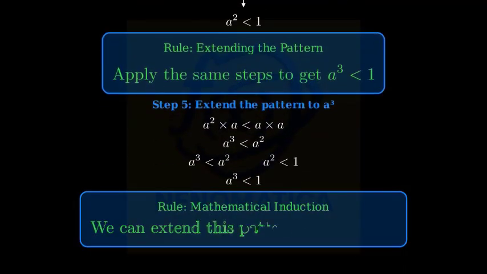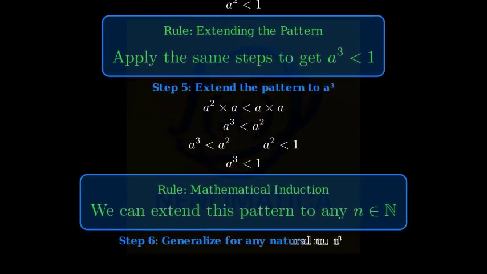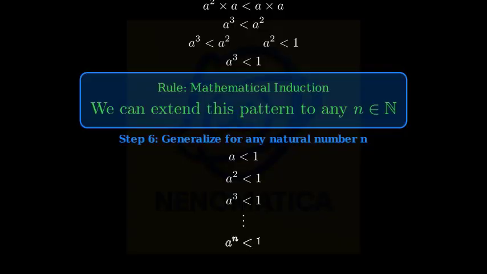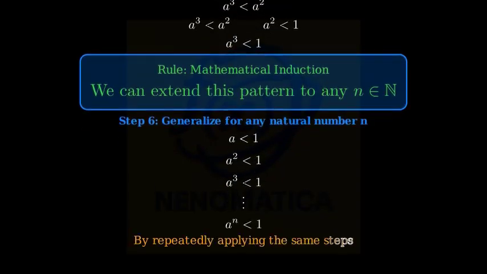Step 6. We can continue this pattern for any natural number n. Each time, we multiply both sides of the inequality by a, and then use the transitive property to show that a raised to the power n is less than 1.